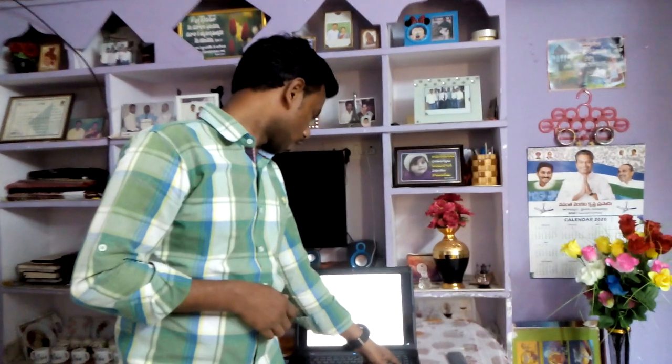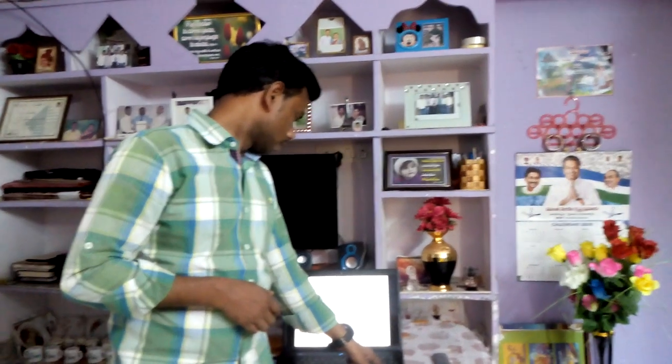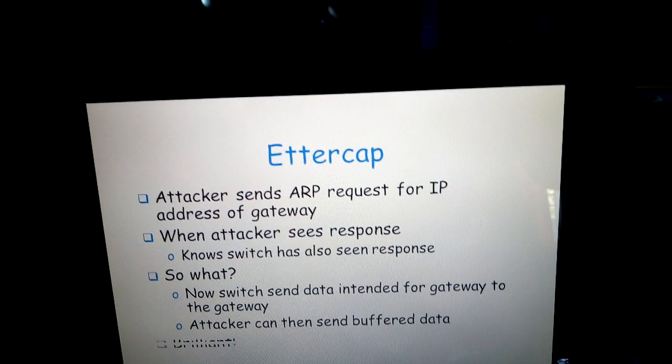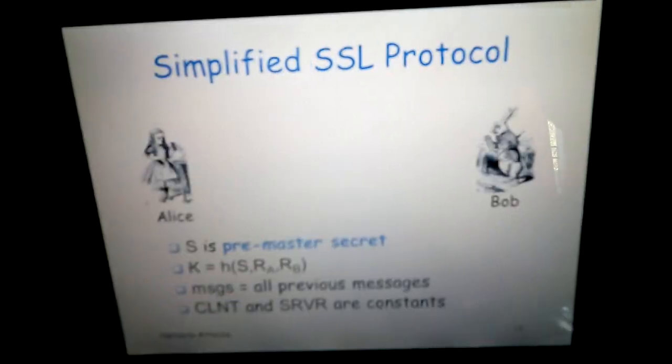And the third one is... here we can find out the Ettercap information more deeply. I will send the same information to Google Classroom, so we can find out more information regarding Ettercap.